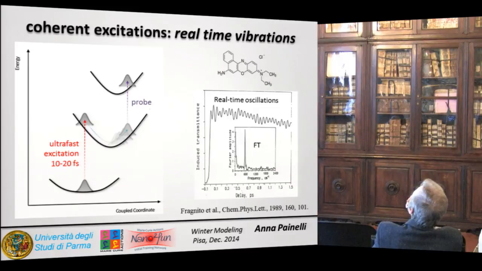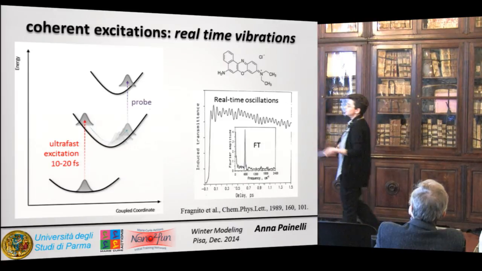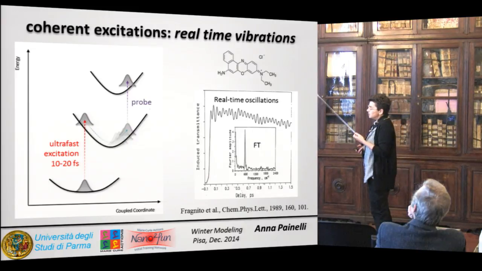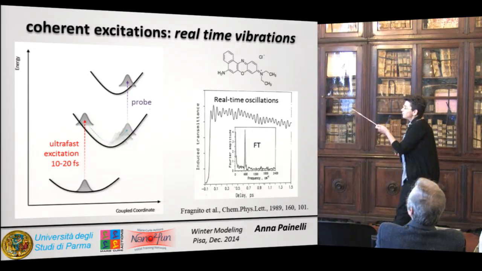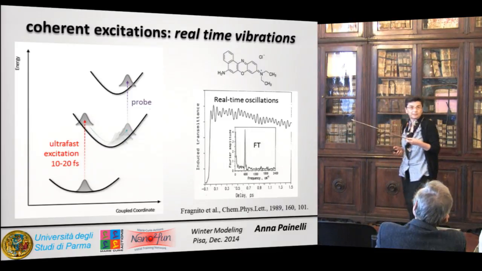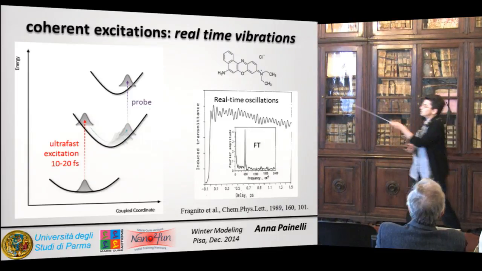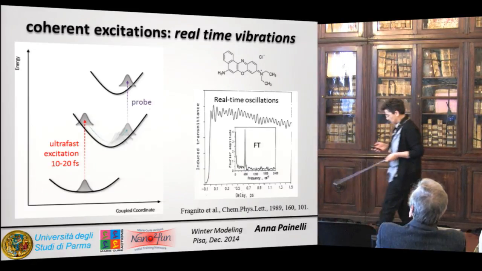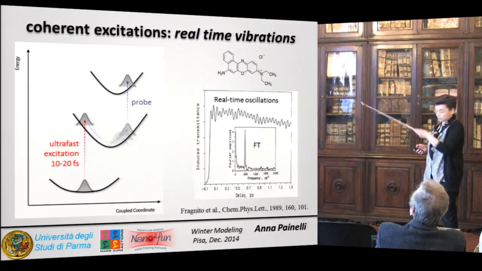And in fact, if you take the Fourier transform of this signal, you have 600 cm^-1, which is a vibrational frequency. So this is, I feel, fascinating because it allows you to see vibrations in real time, okay? This is one of the first experiments, so you see this a few years back at this point. A chromophore in solution.